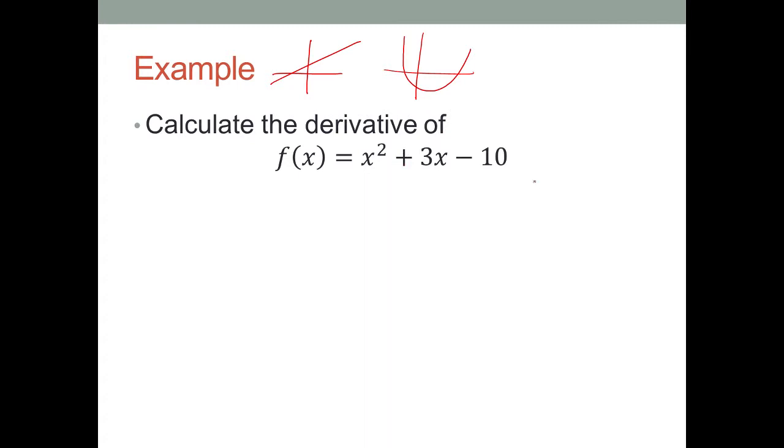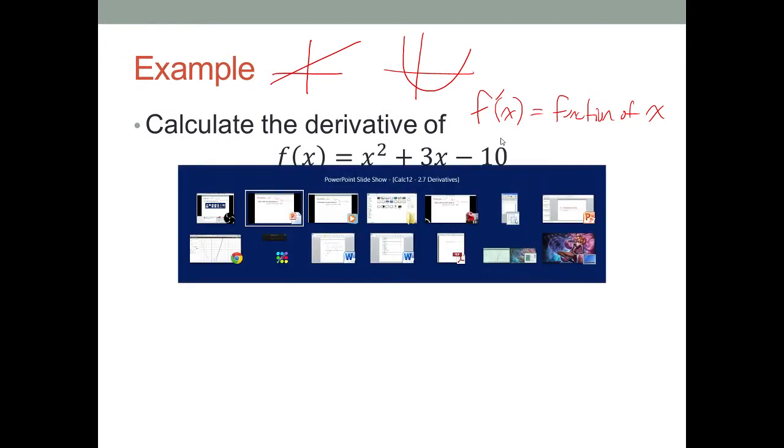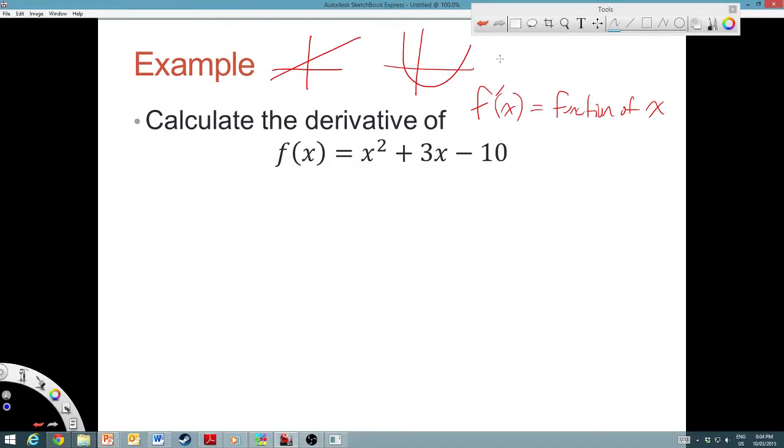So we would expect that the derivative, f prime of x, is going to equal a function of x, because again, the slope of this parabola always changes. The slope of a straight line does not. Right, so let's calculate this out. I'm just going to copy it into my sketchbook. Okay, so I'm going to calculate the derivative of this.